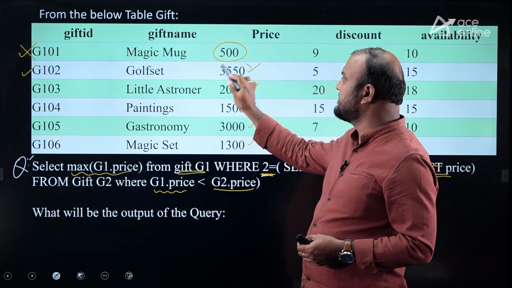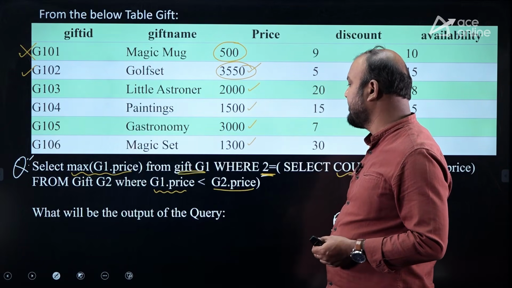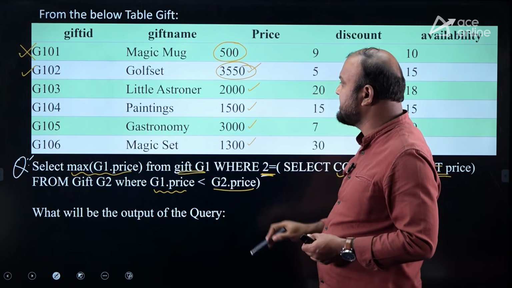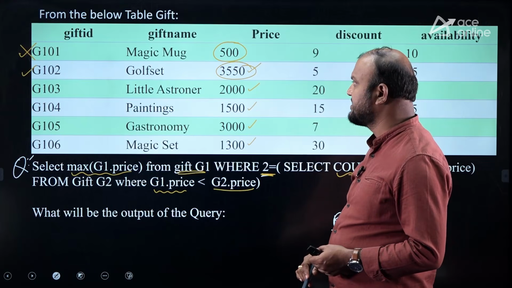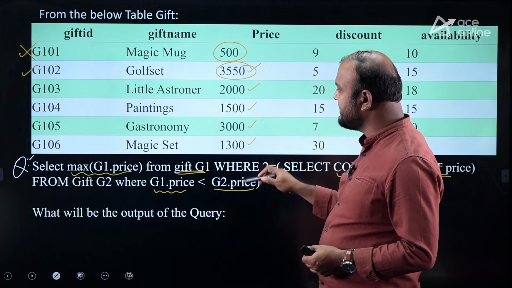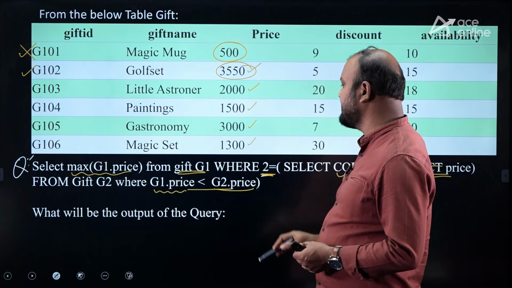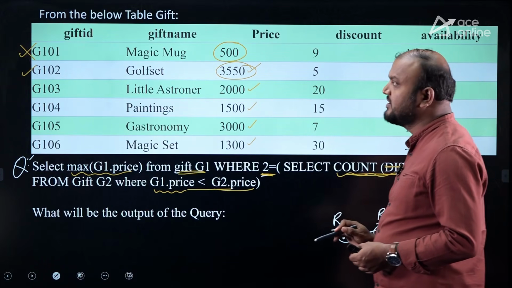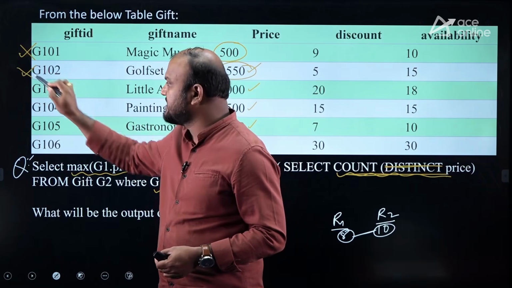What is the price? 3550. What is expected? G1 price less than G2 price. 3550 is not less than any other record, because this less-than condition fails. So the count will give you 0, and 2 equal to 0 is wrong, which means this record will not come in the output.